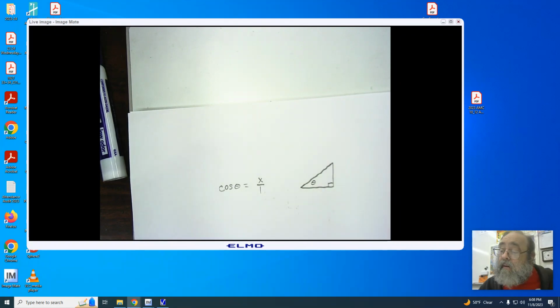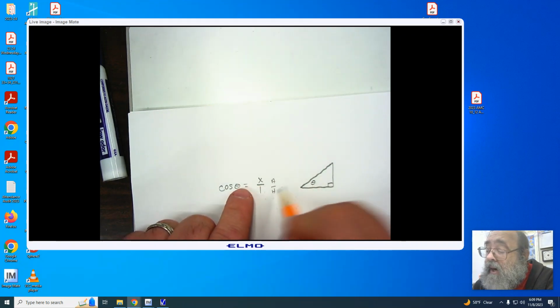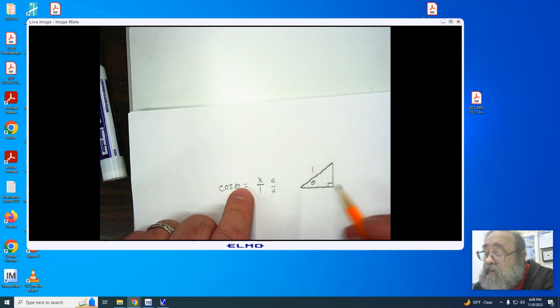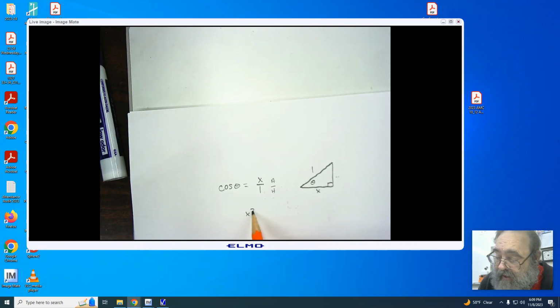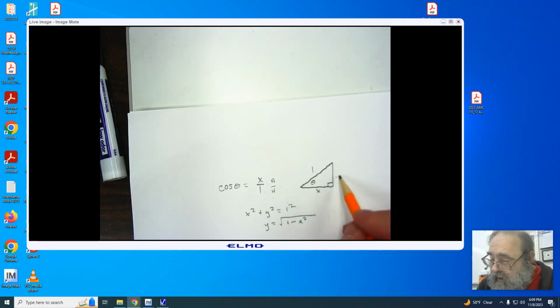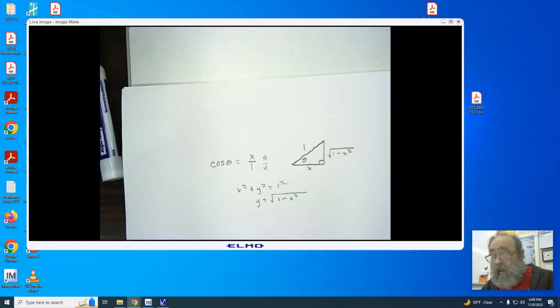So I'm going to make it in the first quadrant, and since cosine is the adjacent over the hypotenuse, I know my hypotenuse is 1, and the adjacent side is x. Notice that what I'm missing is this side here. From the Pythagorean theorem, we have x squared plus y squared equals 1 squared. And therefore, y has to be the square root of 1 minus x squared. And I'm going to put that right here. Just the Pythagorean theorem, and then simplified.